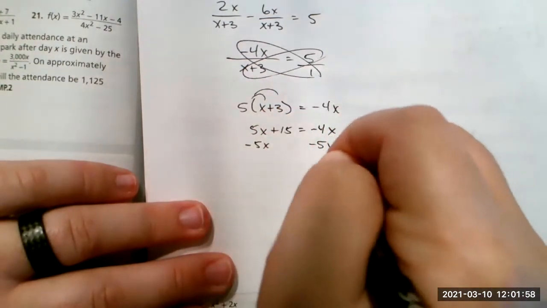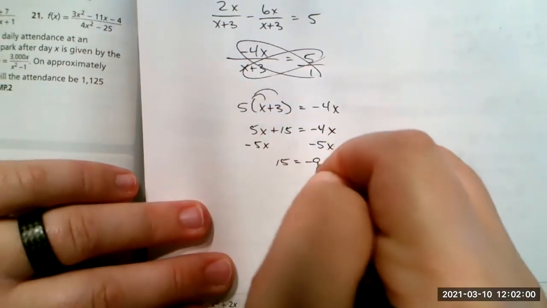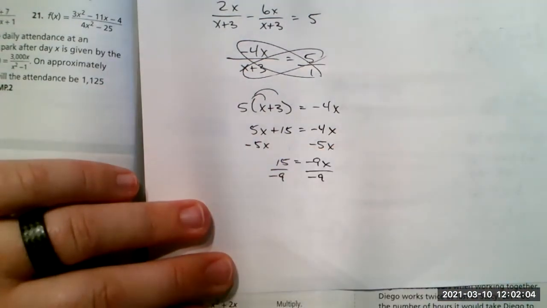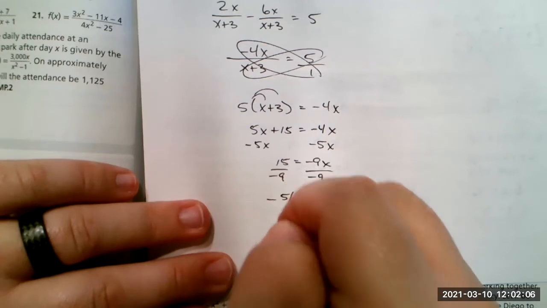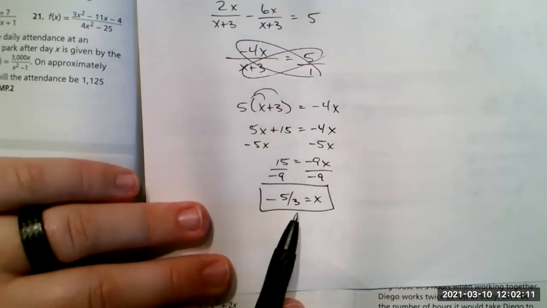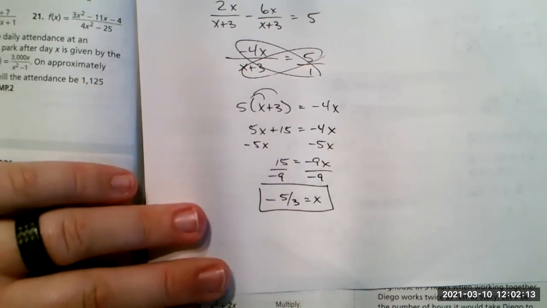I'm going to subtract 5x from both sides. Divide both sides by negative 9. And then I have negative 5/3 equals x. And again, that does not make one of my denominators 0, so I'm good to go.